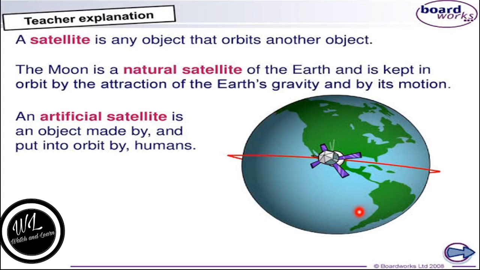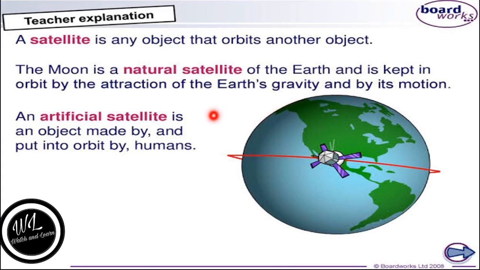Let's say this is a planet, and the object that is revolving around the planet is known as a satellite. We have two types of satellites. First one is active satellites and second one is passive satellites. In passive satellites there are two types: natural satellites and artificial satellites. As we know that the moon revolves around the earth, so the moon is a natural satellite, and it is revolving because of the attraction of earth's gravity.